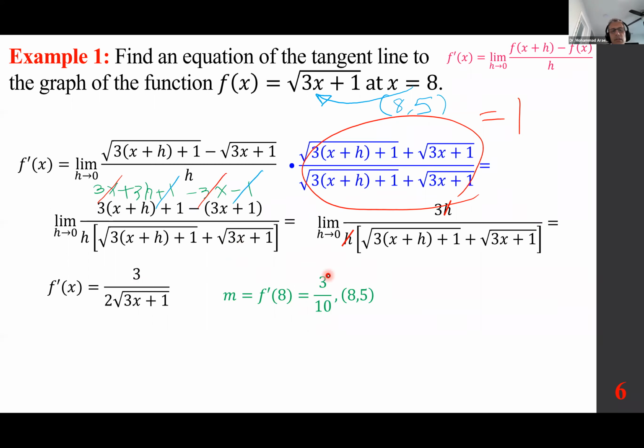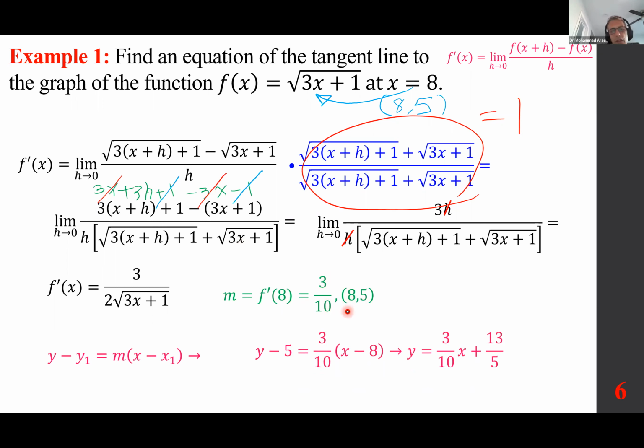We have the slope. We have the pair. All we have to do, y minus y1 equals m times x minus x sub 1. So y minus 5 equals 3 over 10 times x minus 8.